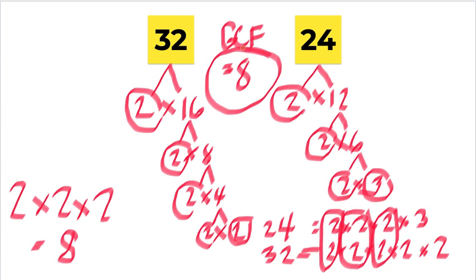So again, you have to multiply. If there is more than one common factor, you have to multiply the common factors. And that is the concept of getting the greatest common factor of two or more numbers.